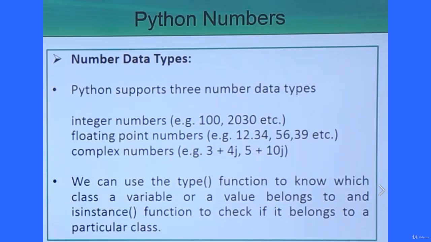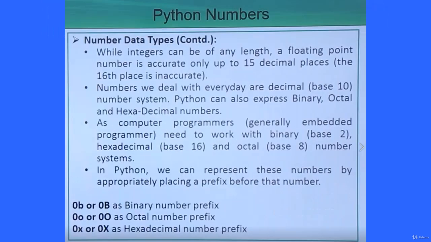So we have two functions. One is type, which will tell the type of the variable, and another one is isinstance, which will tell whether this particular variable is of that type or not. While integers can be of any length, a floating point number is accurate only up to 15 decimal places. That is, the 16th decimal place will be incorrect. So that is the precision we have for the floating point number. But in case of integers, they can be of any length.